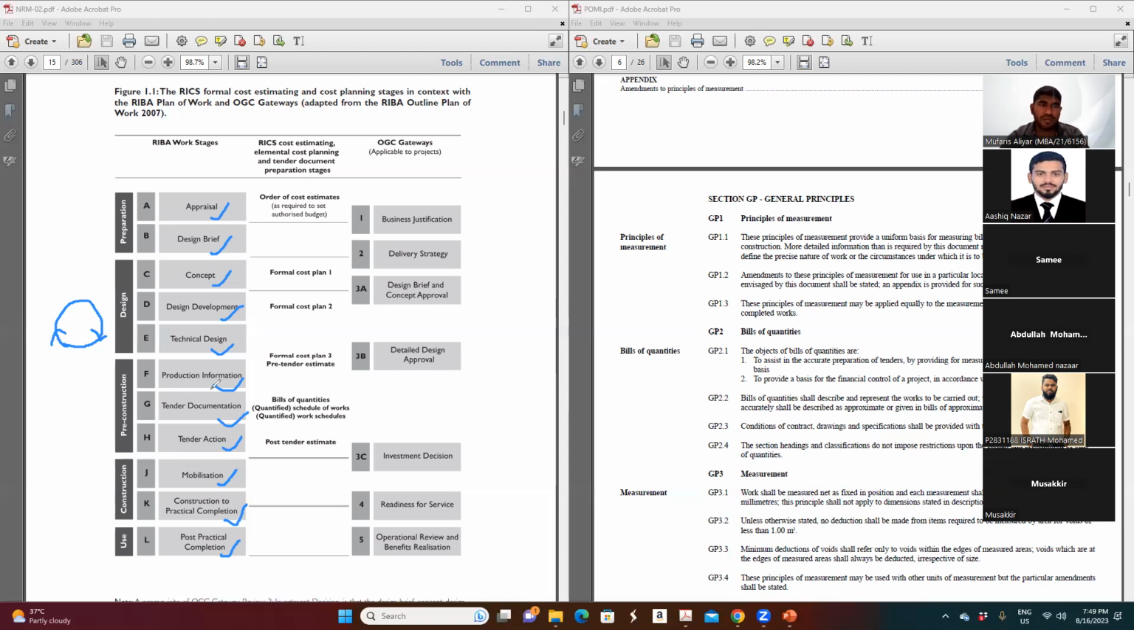So we come to RICS. What does RICS talk about? RICS talks about order of cost. As I said, NRM1 is for order of cost. So from the beginning, order of cost is starting, so we have to use NRM1. Then it comes here, and here is the bill of quantities. You need to prepare a bill of quantities. In this phase, you will use NRM2.